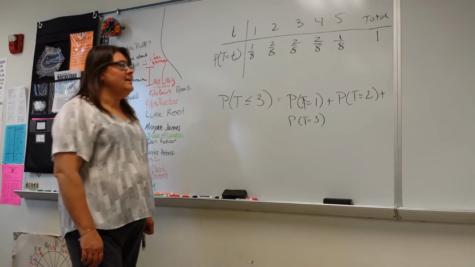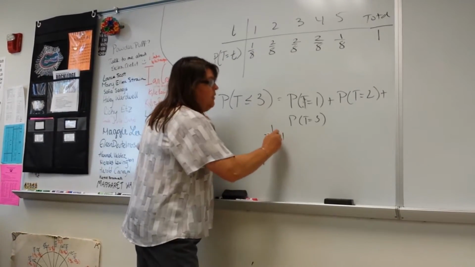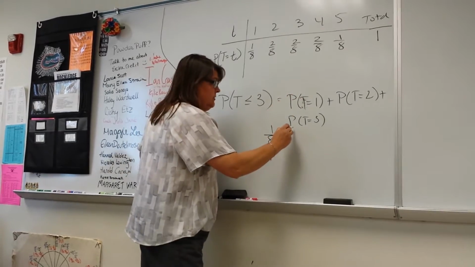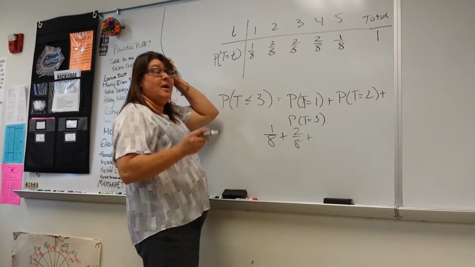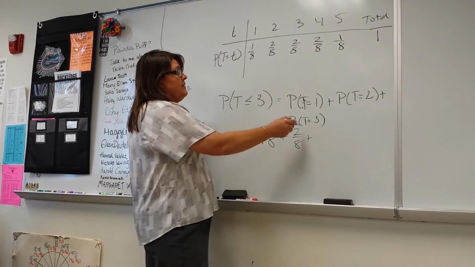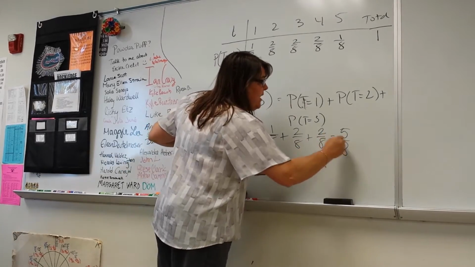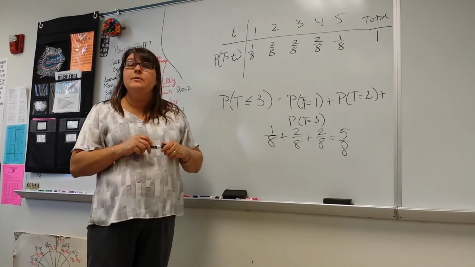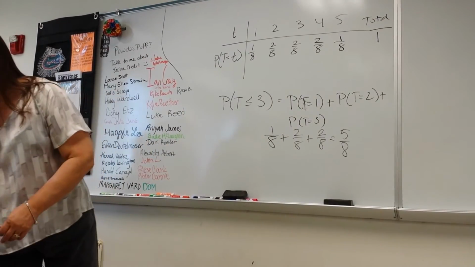So, what is it when t is 1? 1/8, right? What is it when t was 2? 2/8. Keep it as the same denominator, easier to add, right? And then last but not least, t is 3. So this particular probability, when t is less than or equal to 3, is going to be 5/8. Pretty good so far?